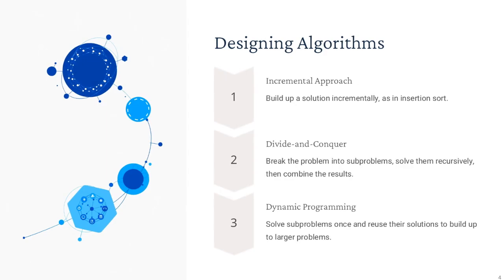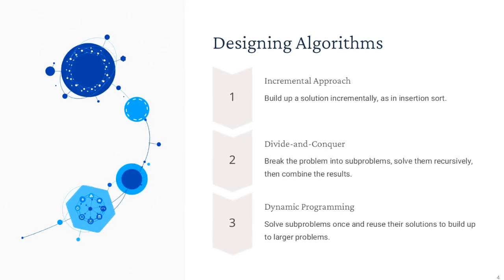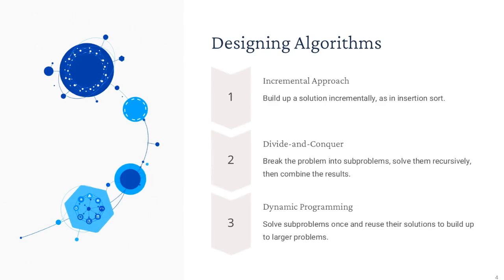Dynamic programming is yet another strategy. It is used when subproblems overlap and can be solved more efficiently by storing their solutions for reuse. This method avoids redundant computations, making it ideal for optimization problems such as finding the shortest path in a graph, or solving knapsack problems. These strategies exemplify how creativity and logic intersect in algorithm design.